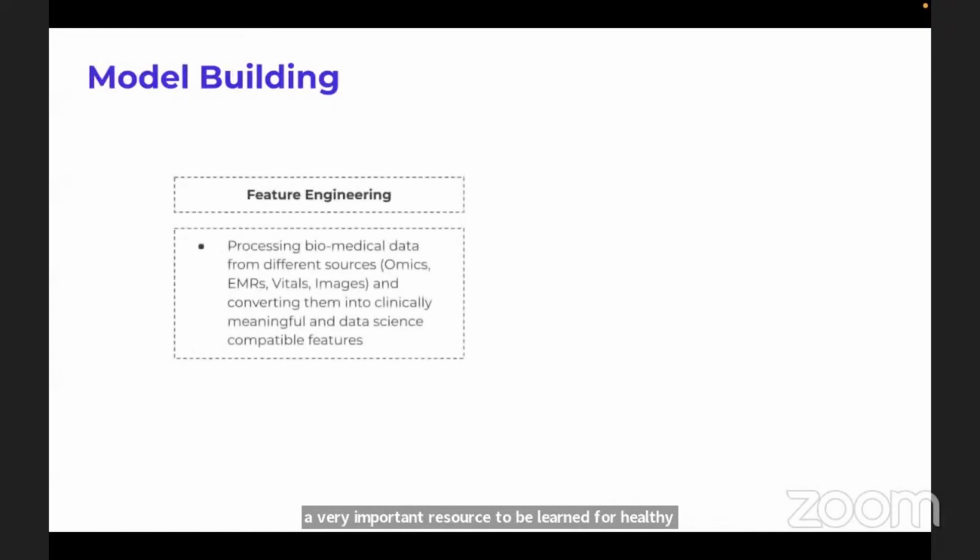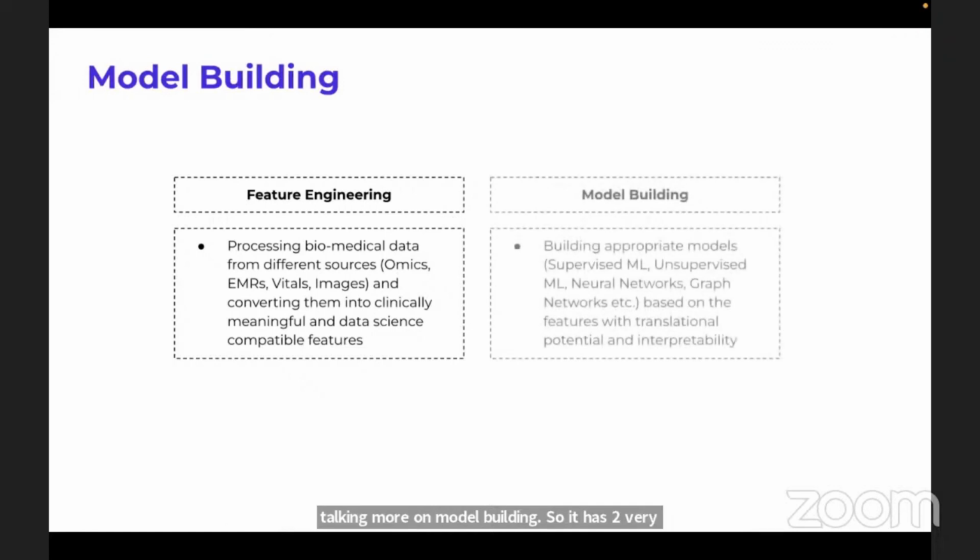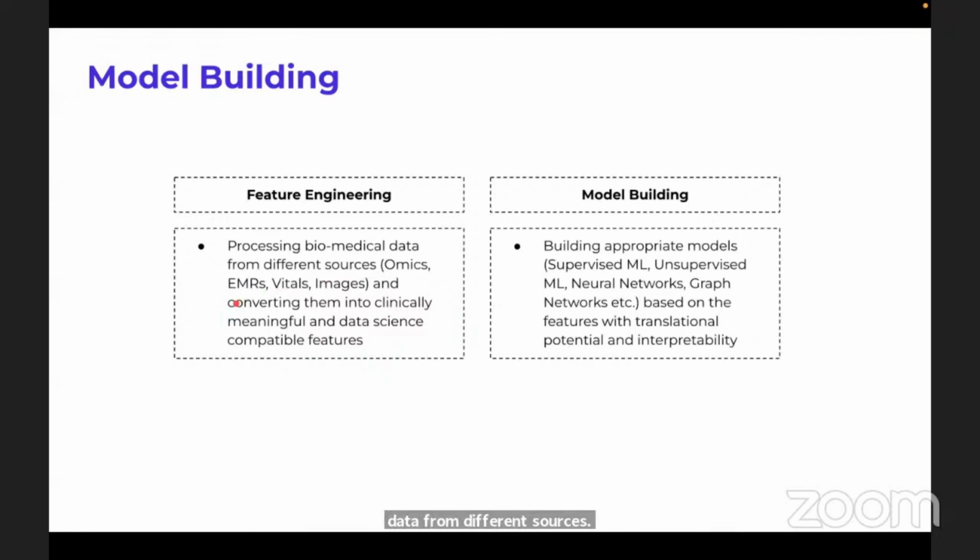Next comes model building. I guess we will be talking more on model building. It has two very vital steps: one is feature engineering, one is model building. Feature engineering means you process biomedical data from different sources. It can be omics sources, EMRs, vital wearable parameters, scans and images, and you convert them to clinically meaningful features. You transform the data into structured features. This feature engineering will depend on the data type.